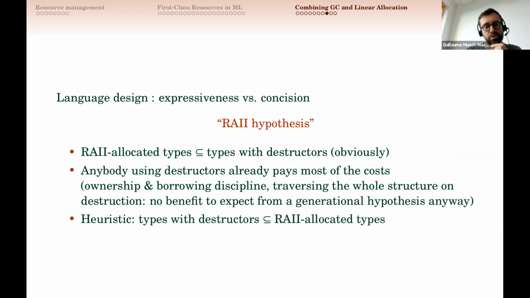So I have two works, two experiments presented at the ML and OCaml workshops on this. One observation is that one drawback of this approach is that you need to have an ownership and borrowing discipline, and you need to traverse the whole structure on destruction. So you cannot benefit from a general hypothesis. The claim is that since you are already paying the cost of that, then you most likely want to allocate all your resources, everything of kind O that I showed in the previous section, linearly, so that you can take advantage of linear allocation with reuse.